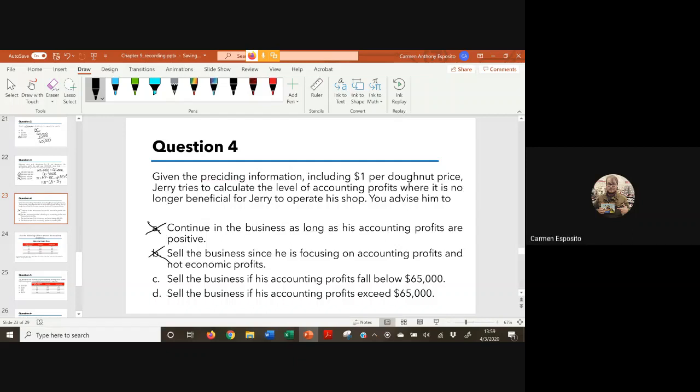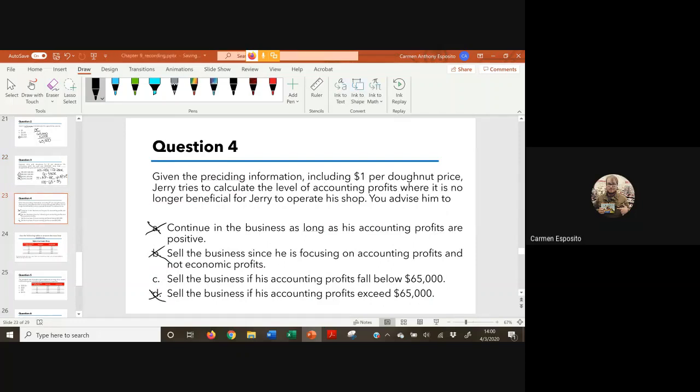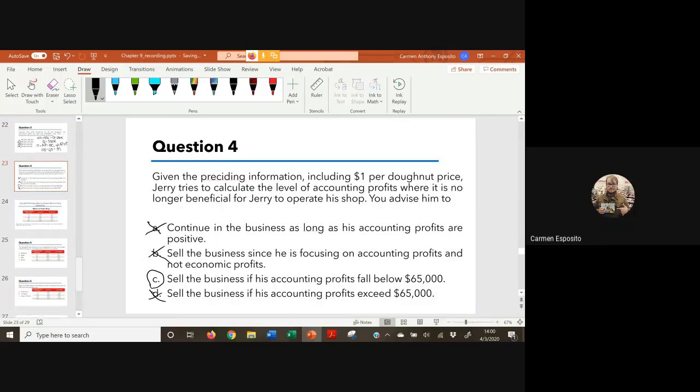So when should he no longer operate his shop? Is it when accounting profits fall below 65,000 or exceed? Well, remember I said keep the business if it exceeds 65,000. And so D cannot be the answer. And so it has to be C, when accounting profits fall below 65,000. And so there's some multiple choice questions regarding some either-or decision.